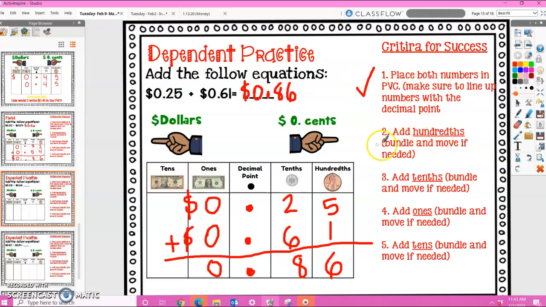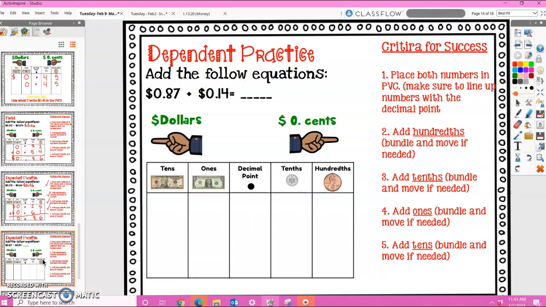So we put both of our numbers in. We added our hundredths place. Then we added our tenths place. Then we added our ones place. And we don't have a tens place. So we've added all of our numbers and we did not need to bundle and move. All right, let's do the next one.